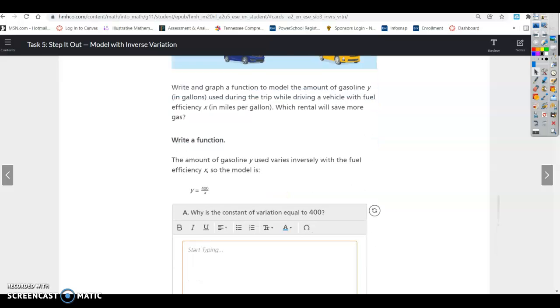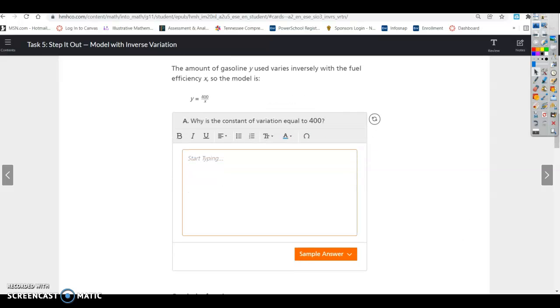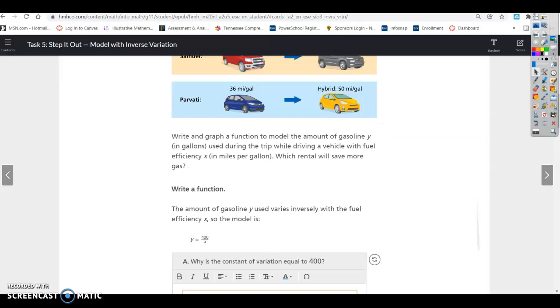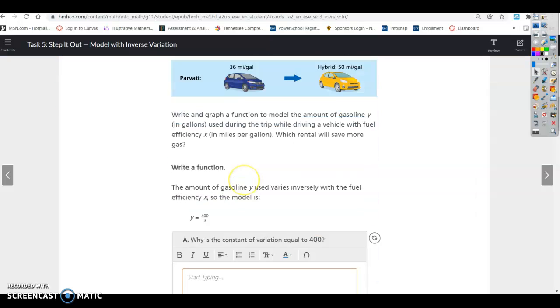All right, so it says write a function. The amount of gas Y used varies inversely with the fuel efficiency X. So the model is Y equals 400 over X. We know that the miles per gallon times the gallons of gas is going to equal how many miles your trip is. So your constant of variation, your A, is the 400. If you remember, we're taking a 400-mile road trip.